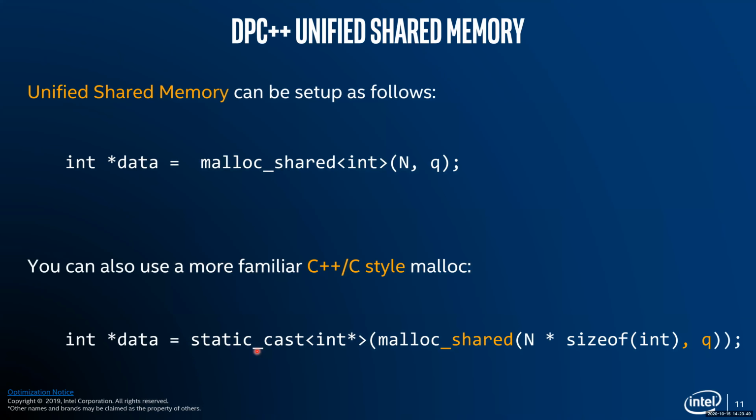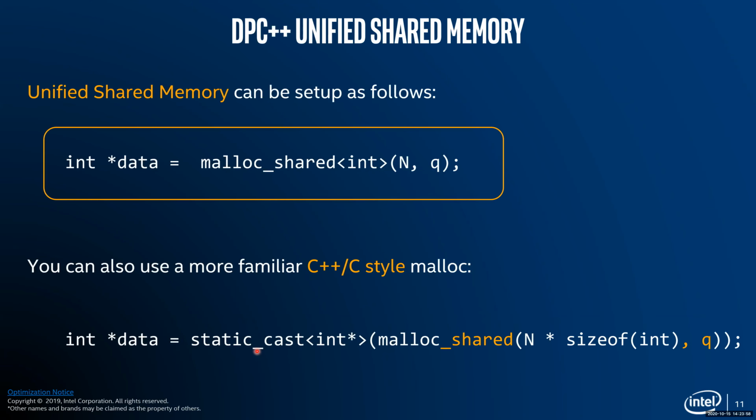So here is the syntax of how unified shared memory is set up. You can see that there are two ways you can set it up. One is a simplified way. All you have to do is malloc_shared, and then you specify the type of the item that's used in the array, and then we pass in the size as well as the queue, which is mainly used to specify which device the data is shared with.